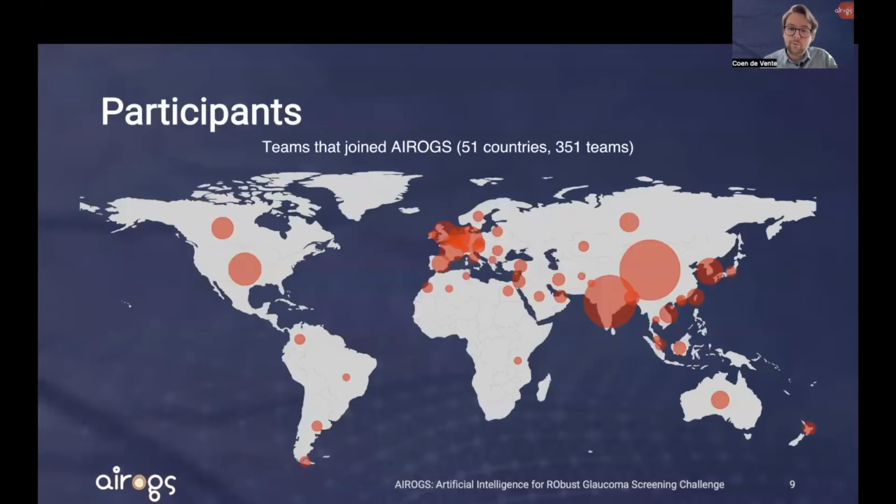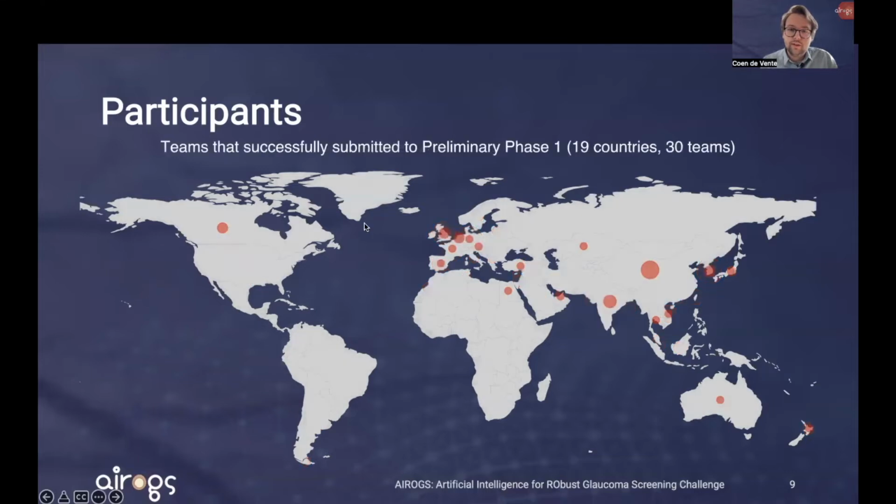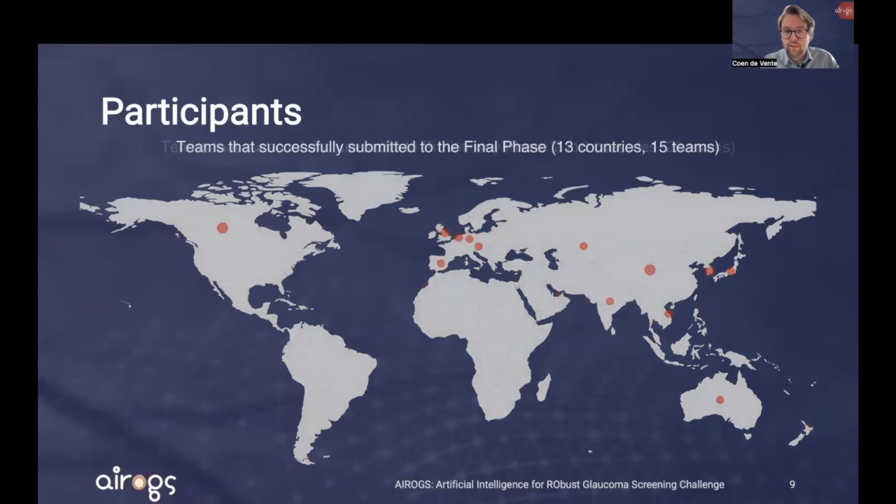So now, where did all of the participants that joined come from? We had 350 teams officially signing up. Of course, not all of these teams actually submitted a solution, but you can see the distribution from where all of these teams came from in this image. Then these are the teams that submitted to the preliminary phase 1, to phase 2, and then these ones submitted to the final test phase. And all of these actually competed for the prize.